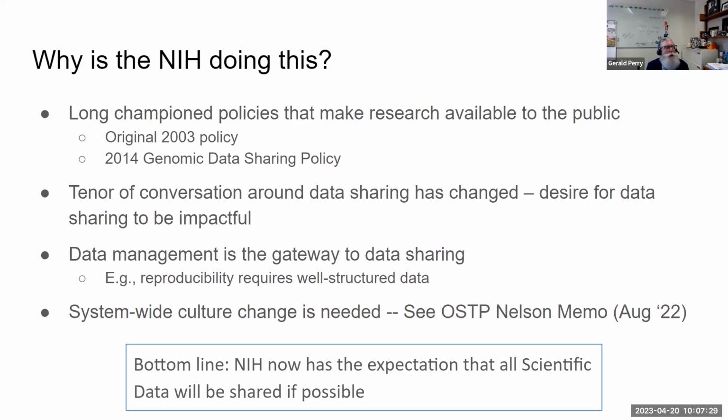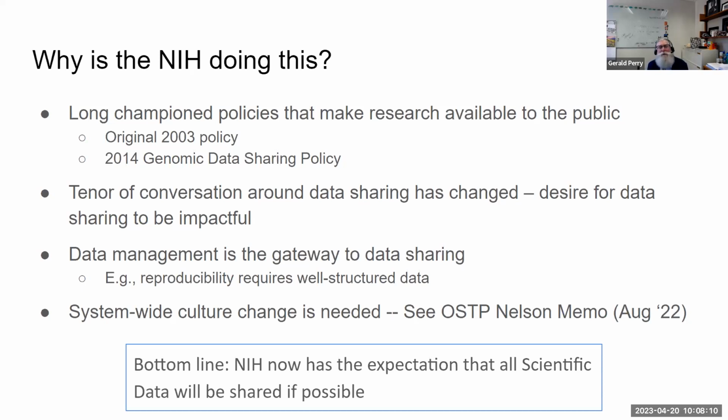So individuals might wonder, why in heaven's name is NIH doing this? Well, NIH has long championed policies that make research available to the public that is funding this research through taxpayer taxes, thinking timeliness, right? We had the 2003 policy, and there was a desire to update on that. Just noting that there was a 2014 policy that focused on genomic data sharing. And of course, we all know what is happening around genomics and genome mapping and how much advancement there has been so quickly, largely, we believe, due to having a policy like this in place.